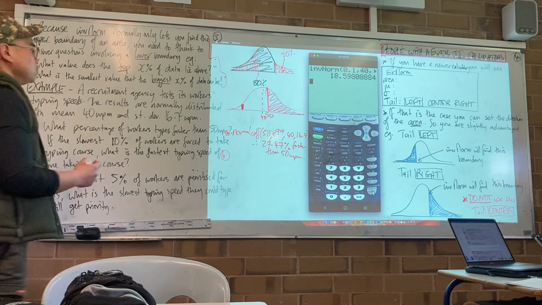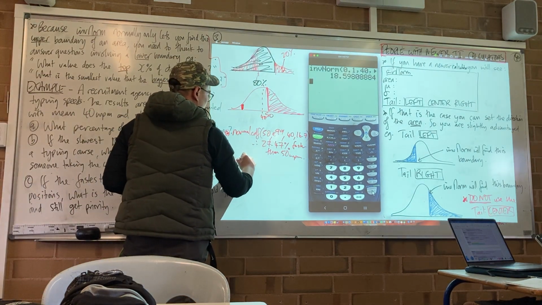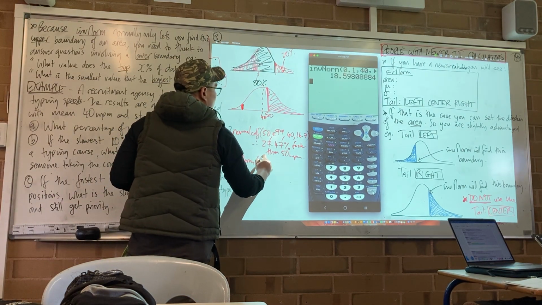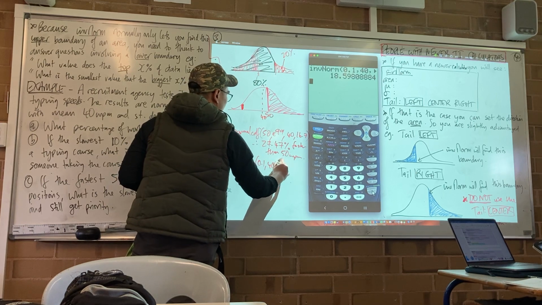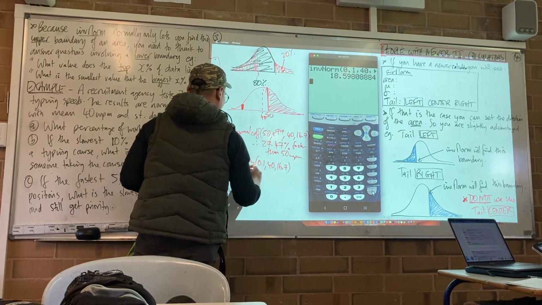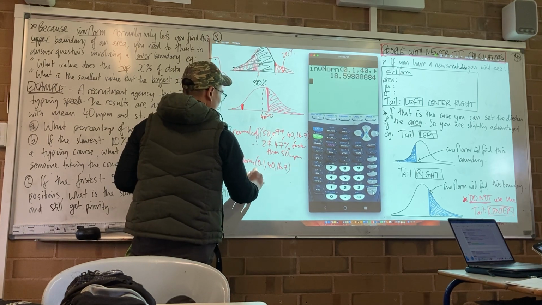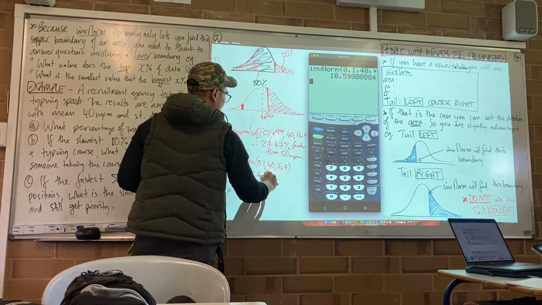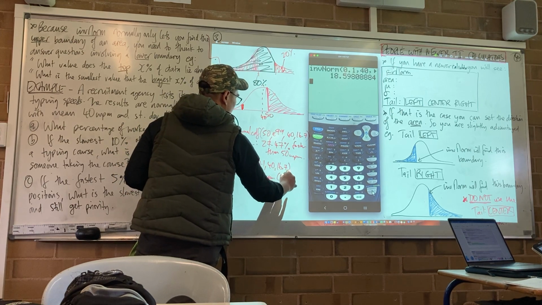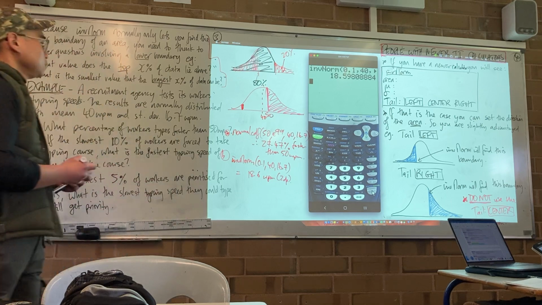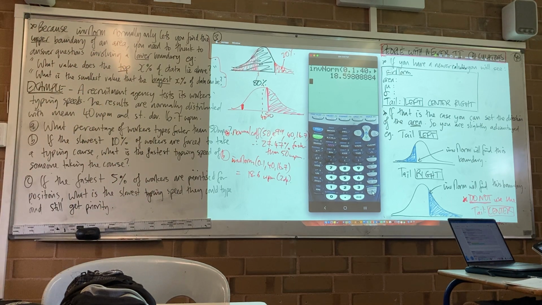Okay, so how would I show the working for that? InvNorm 0.1, 40, 16.7. What does that spit out? 18.6 words per minute, rounded to 2 decimal points. Slowest 10%.